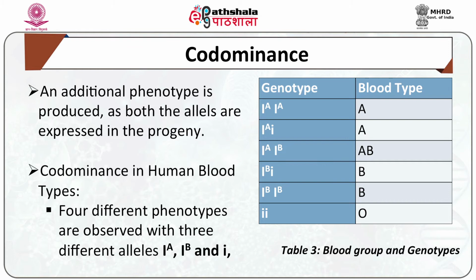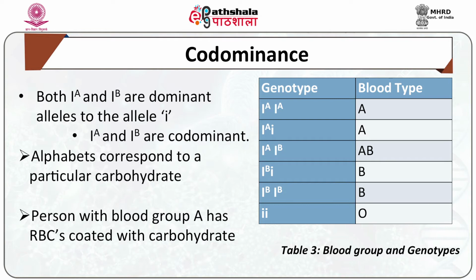Codominance. In codominance, an additional phenotype is produced as both the alleles are expressed in the progeny. It is exhibited in the human blood groups, ABO blood group type inheritance. In codominance in human blood types, 4 different phenotypes are observed in humans with 3 different alleles, IA, IB and small i respectively. Both IA and IB are dominant to the allele small i, that is, IA and IB are codominant.